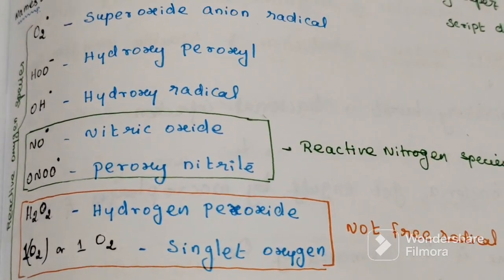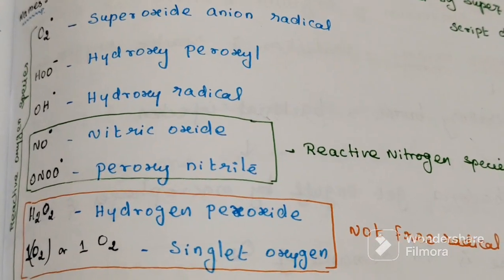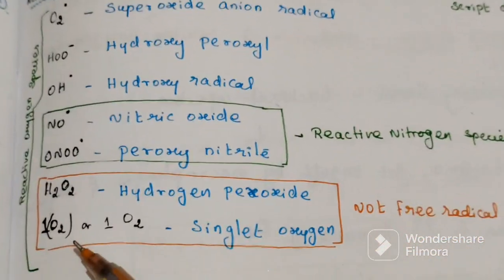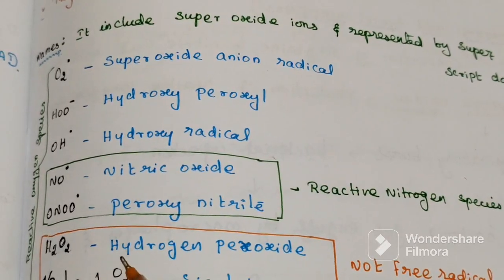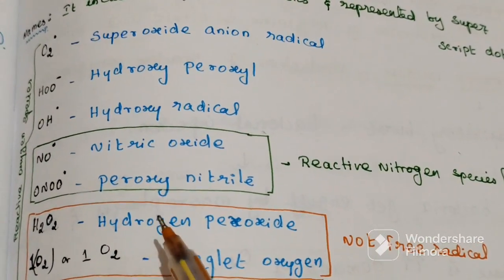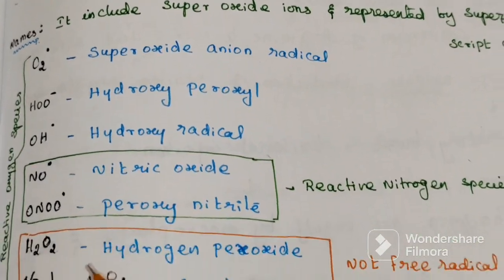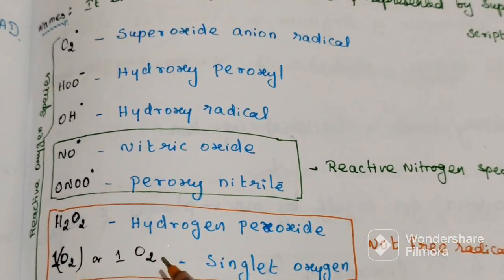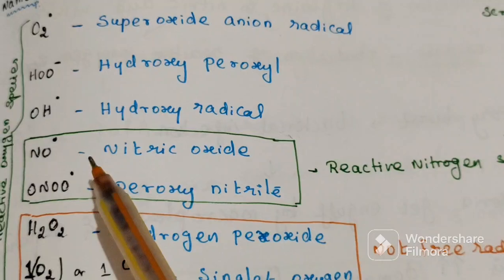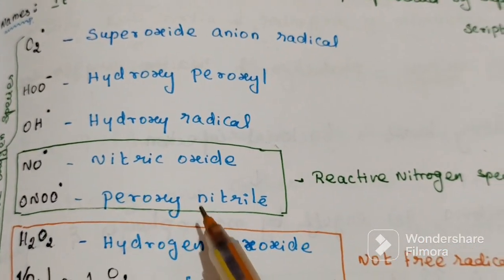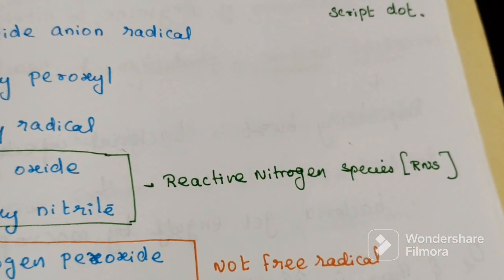Because they don't have that unpaired electron, these are called reactive oxygen species. These two are reactive, generate new free radicals, and have a very short lifetime, but don't have an unpaired electron. But from the superoxide anion radical to singlet oxygen, all are considered reactive oxygen species. These two, nitric oxide and peroxynitrite, are also known as reactive nitrogen species.